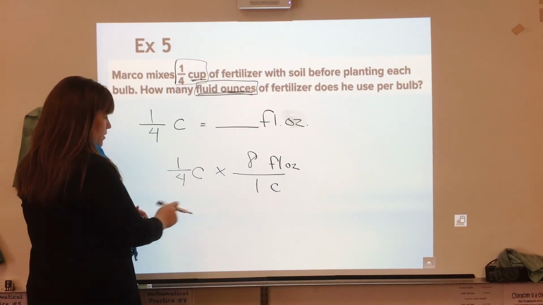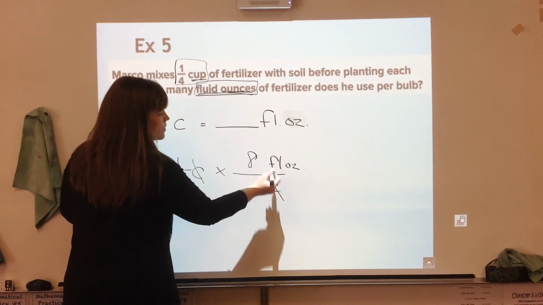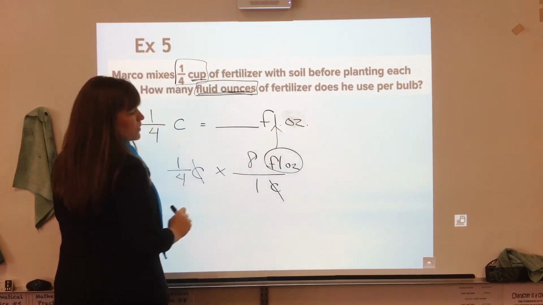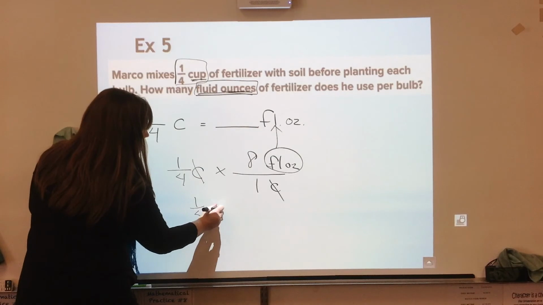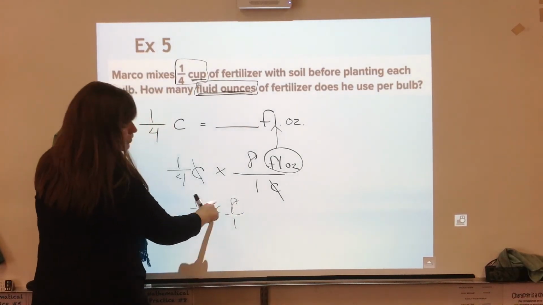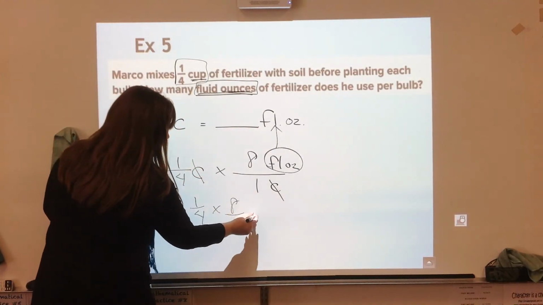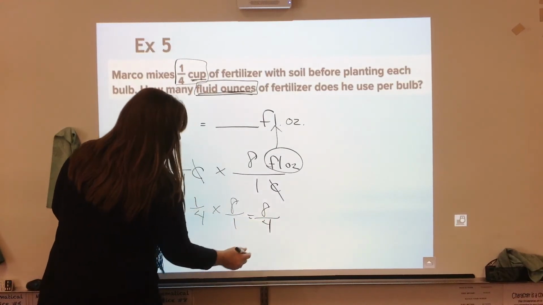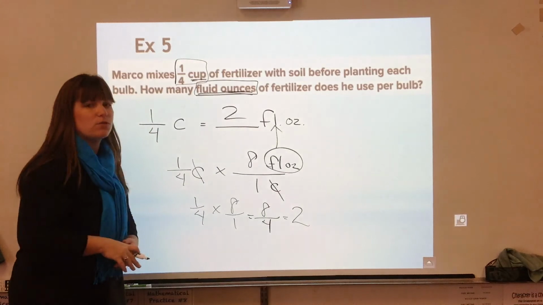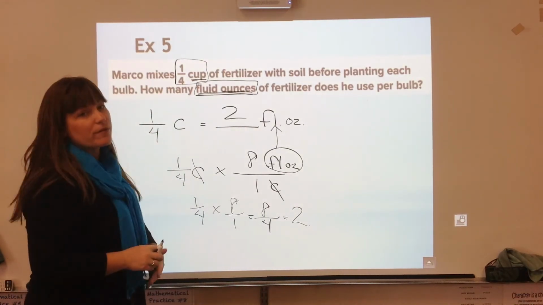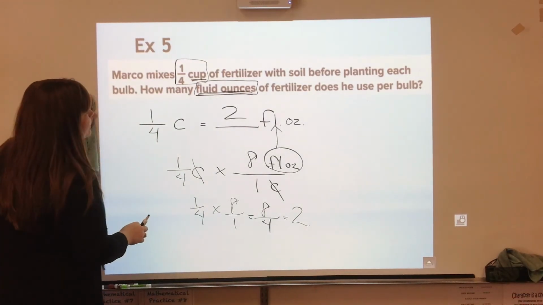Now we can cross out the common units and we're left with the unit that we want to convert to. Now we have the fraction 1/4 times 8. We put the whole number over 1 and we have 8/4, which when we divide is 2. So our answer is 2 fluid ounces if we have 1/4 of a cup of fertilizer.